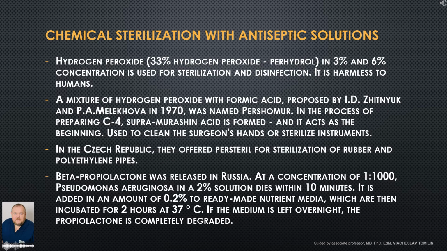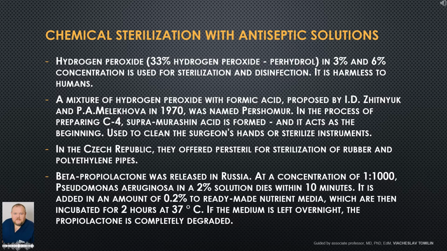Hydrogen peroxide, 33% hydrogen peroxide, perhydrol, in 3% and 6% concentration is used for sterilization and disinfection. It is harmless to humans. A mixture of hydrogen peroxide with formic acid, proposed by Vidnuk and Melikova in 1970, was named Pervomur. In the process of preparing it, performic acid is formed, and it acts as the active principle. Used to clean the surgeon's hands or sterilize instruments.